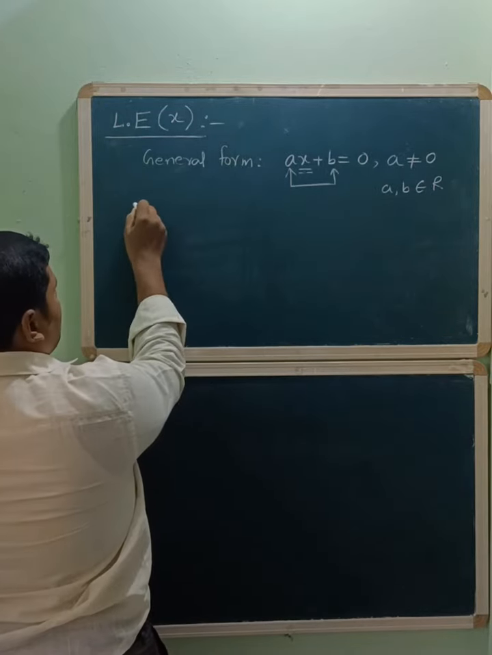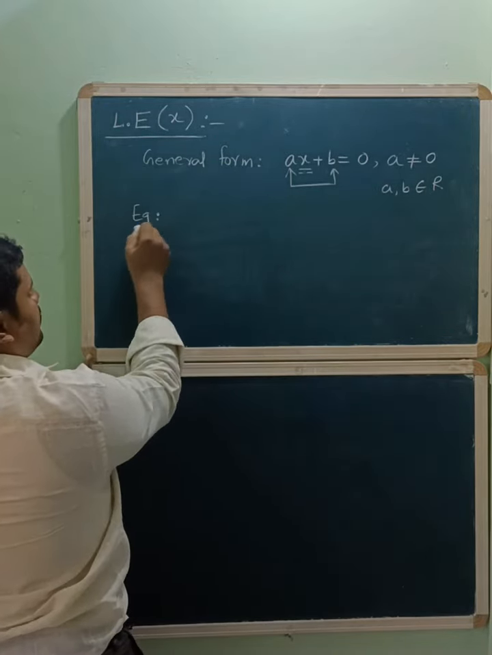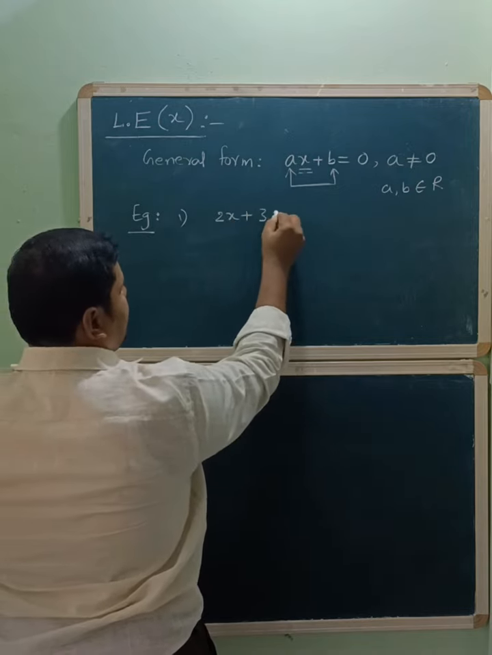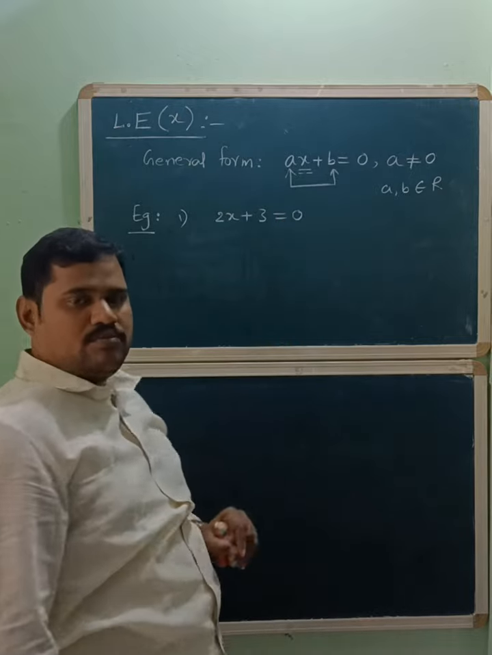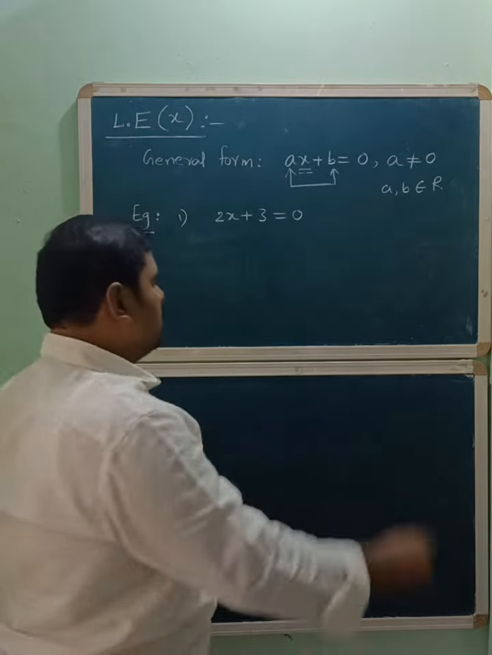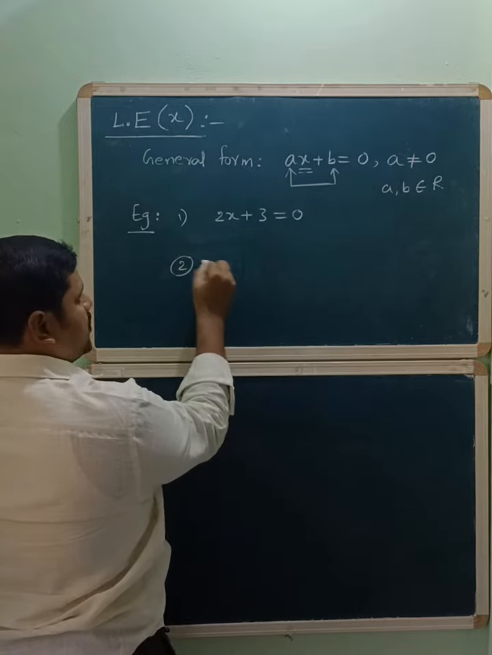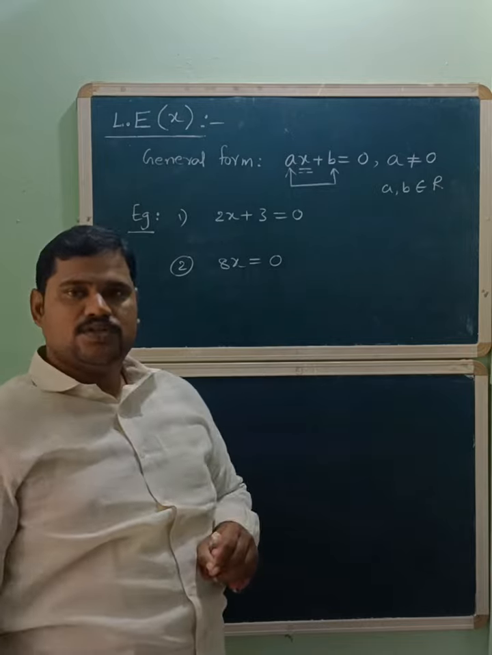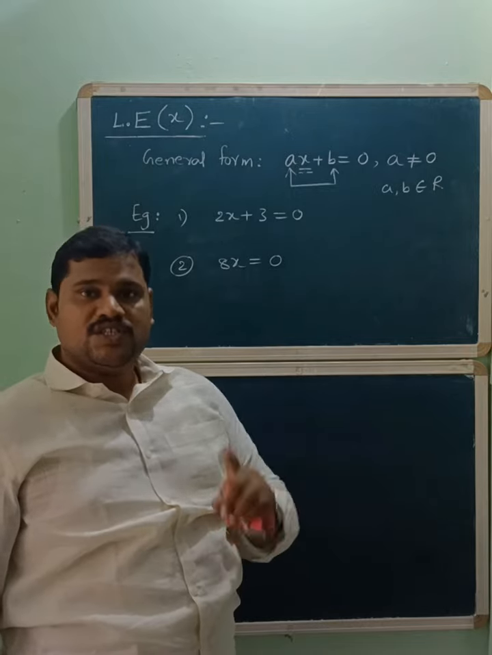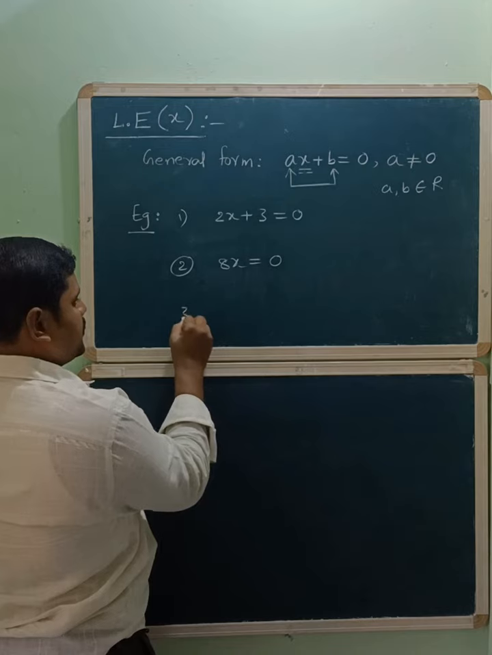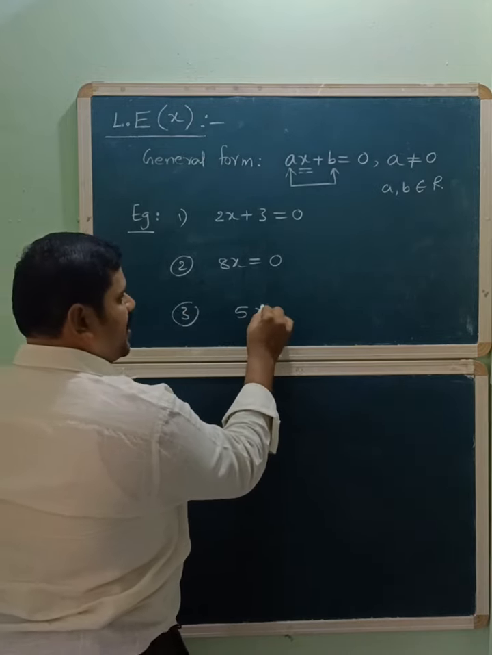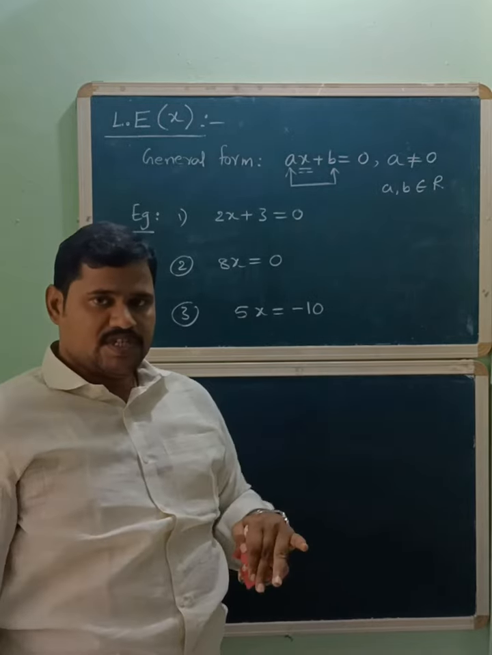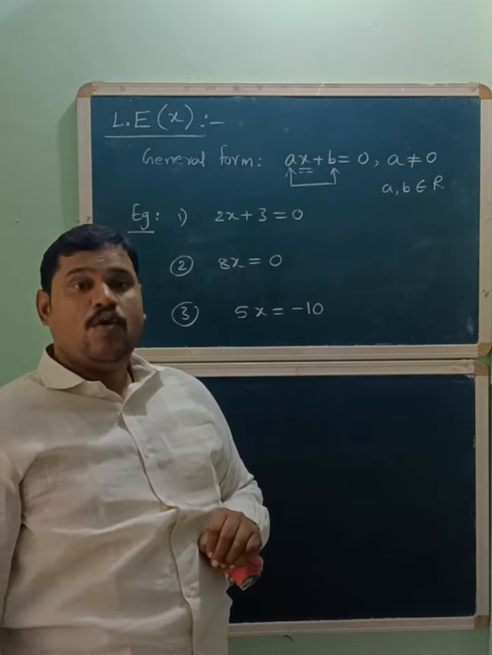Suppose examples. Example 1: suppose 2x plus 3 is equal to 0. This is one example of a linear equation in one variable. And the second one: suppose 8x is equal to 0. This is also a linear equation in one variable. Next, suppose here 5x is equal to minus 10. This is also a linear equation in one variable.